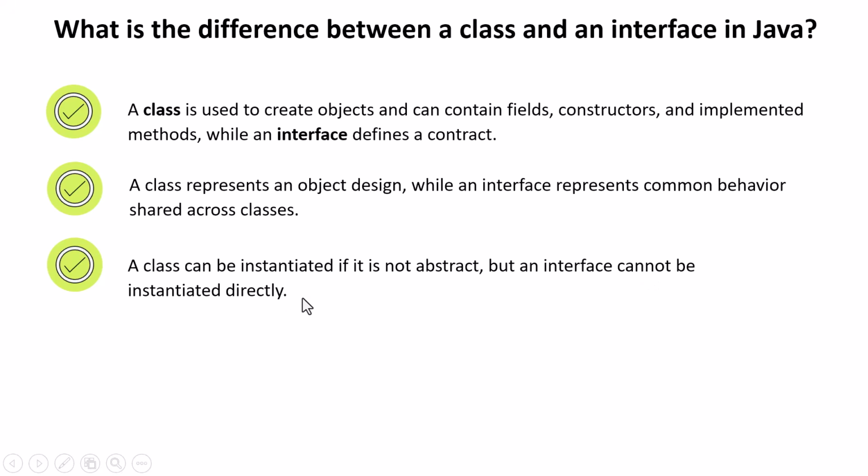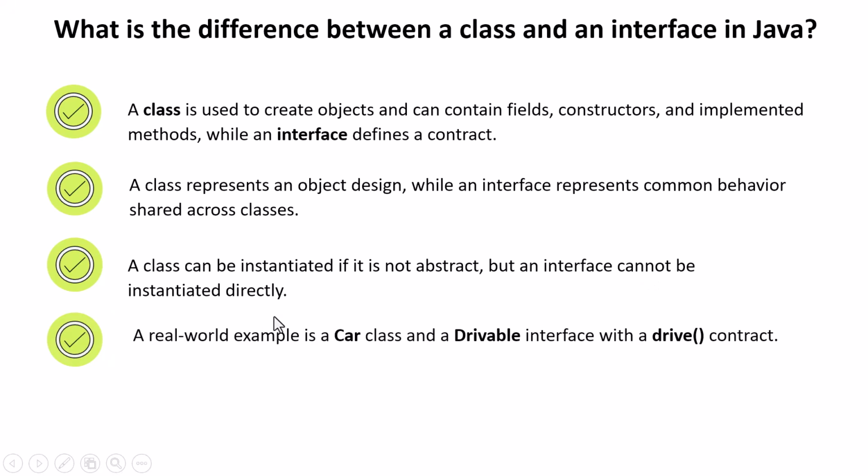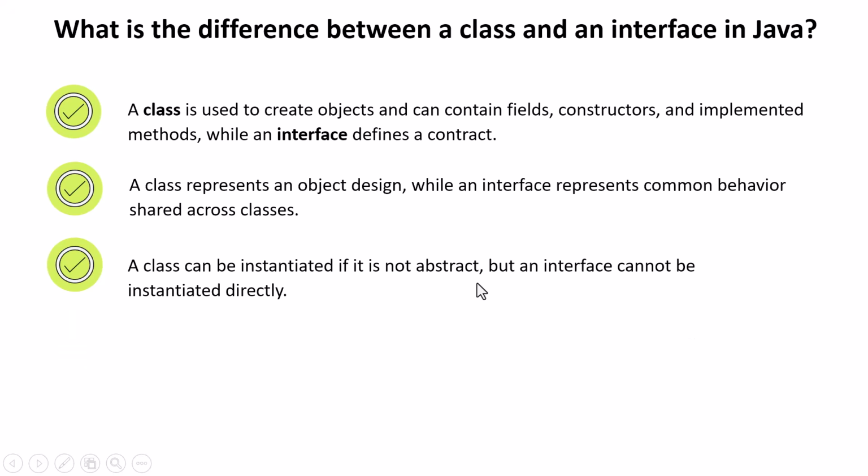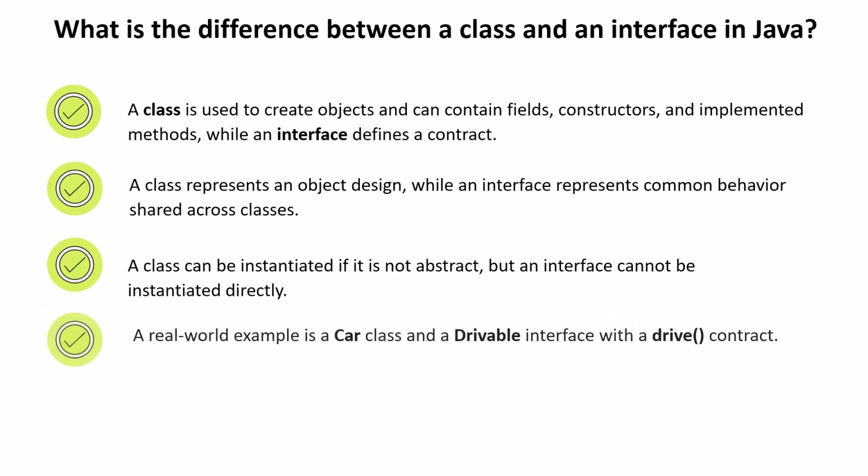A class can be instantiated if it is not abstract, but an interface cannot be instantiated directly. A class uses extends for inheritance and implements for interfaces, while a class can implement multiple interfaces but cannot extend multiple classes. A real-world example is a car class and a drivable interface. The car class is a real object design with fields like brand and speed, while the drivable interface simply defines a behavior contract like drive that many classes can implement.